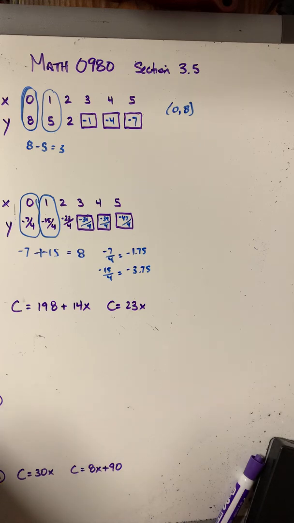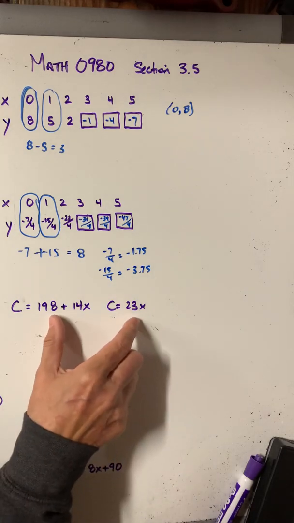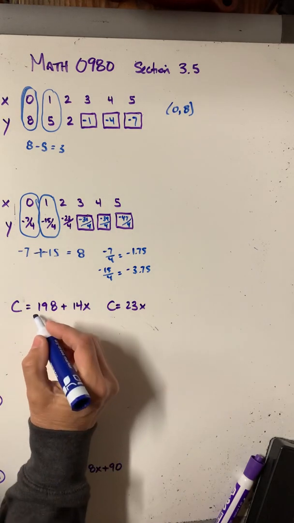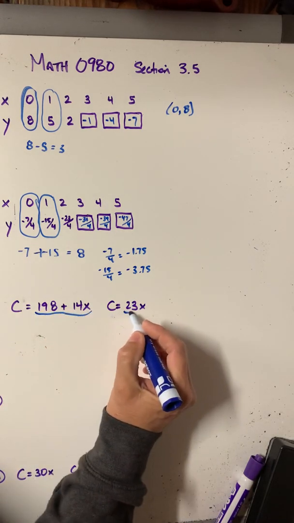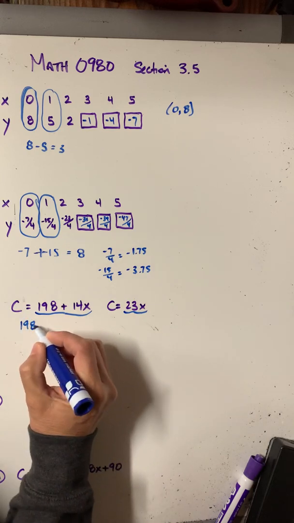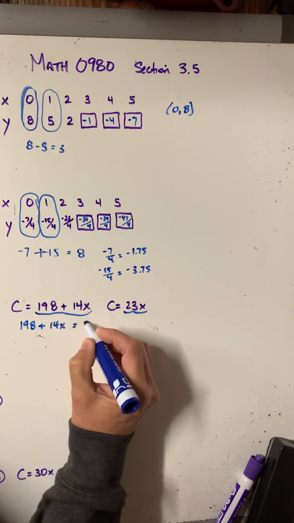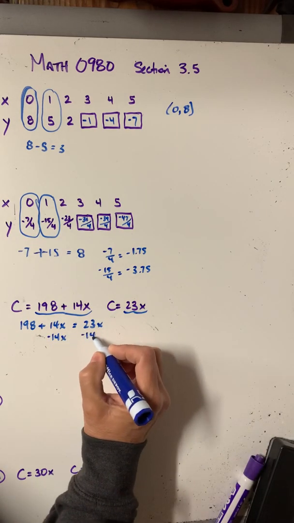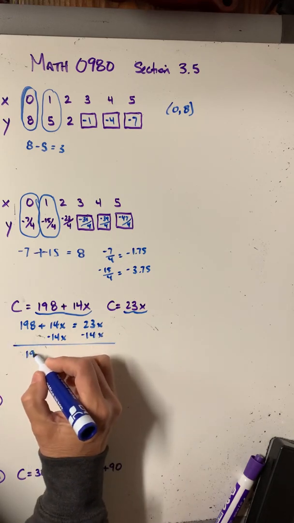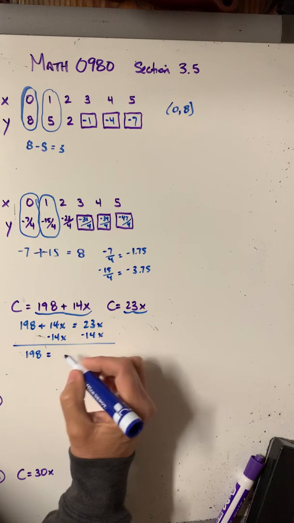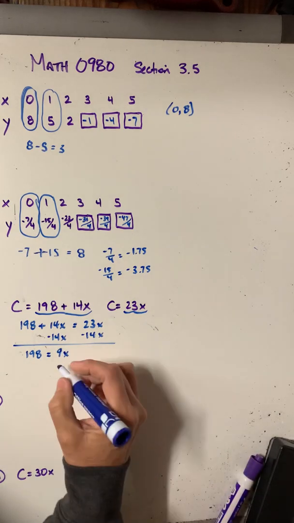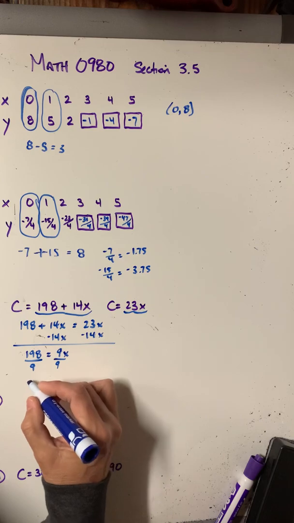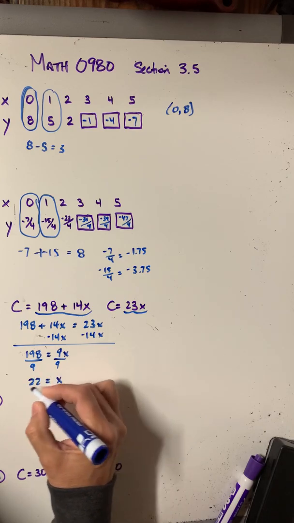They said, what is the area of the path that could be built by either company for the same cost, and how much would it cost? So here's the thing. If they're asking a question about wanting these to be the same, then you just set them equal to each other. So this one would be equal to this one. So 198 plus 14X equals 23X. And then you would solve that equation. If I subtract 14X from both sides, I get 198 equals 9X. And then if I divide by 9, I get X equals 22.